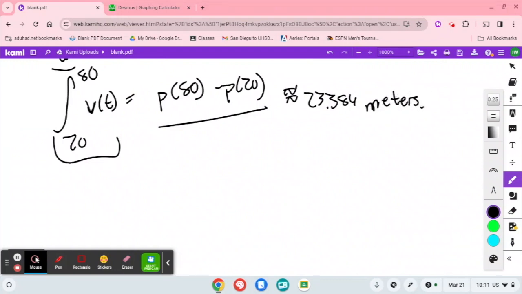Make sure to include your units because this is a real life situation where he's going back and forth and you can actually visualize his swimming. This question is very simple in terms of grading. You get 1 point for setting up an integral from 20 to 80 of the velocity function, and then 1 point for getting the correct answer with units.